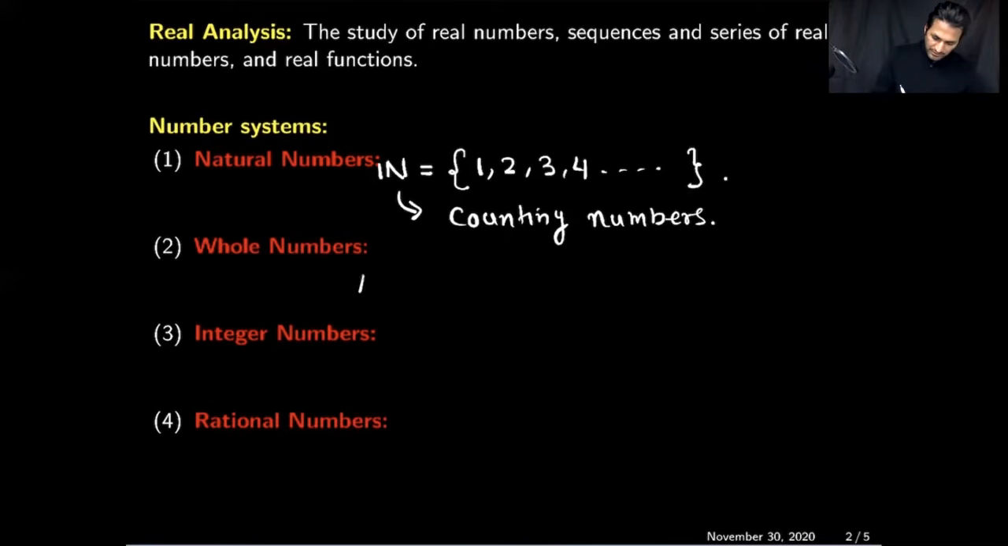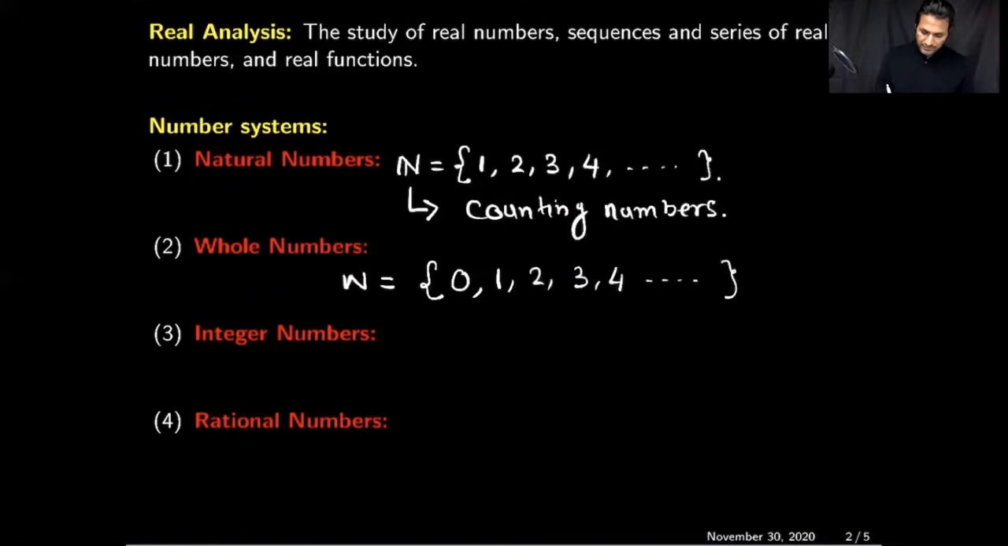What is the whole number system? In the whole number system, you add one more number, which is 0, and then you have all the natural numbers also. And 0 denotes nothing in mathematics. So for example, if you have 3 apples and you give these 3 apples to somebody, how many apples are left with you? The answer is nothing, and that nothing in mathematics we denote by 0. So 0 is also a very important number, and it is part of the whole number system.